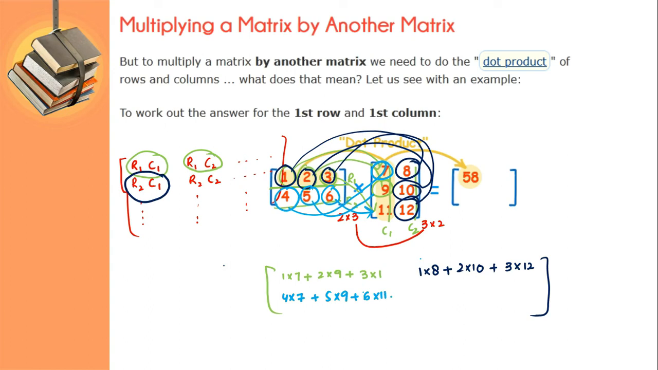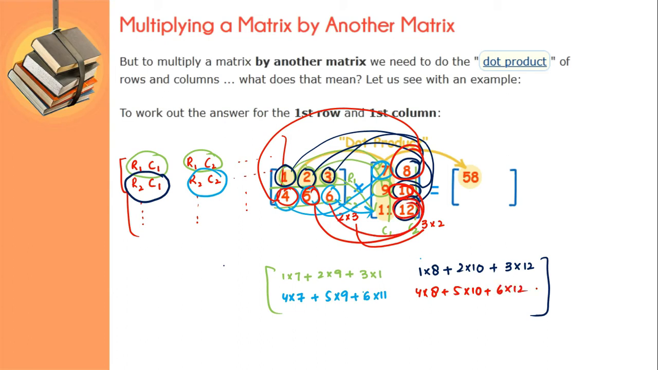Now the last one is second row, second column. In this case, we will multiply 4 by 8, plus sign, 5 by 10, and then plus sign, 6 by 12. So we have multiplied first row with first column, then first row with second column.